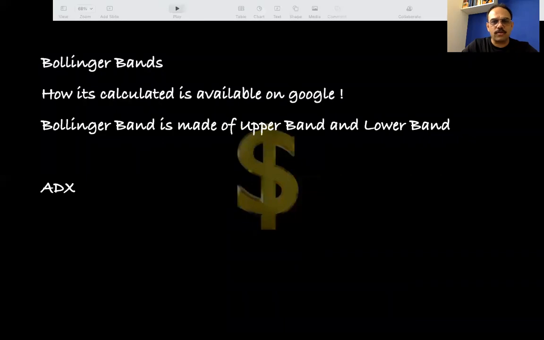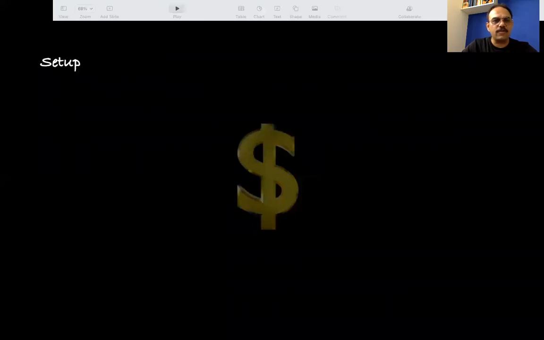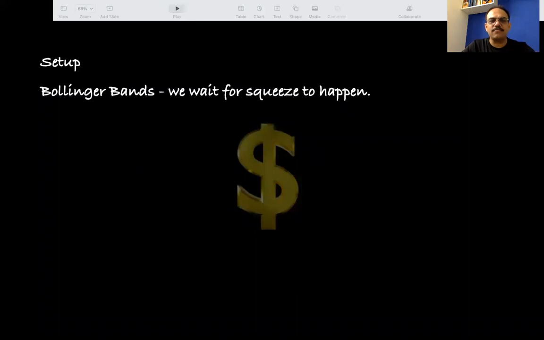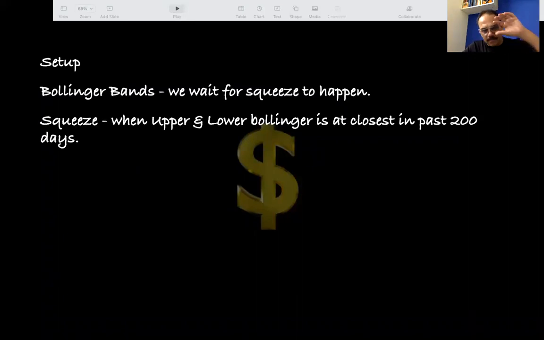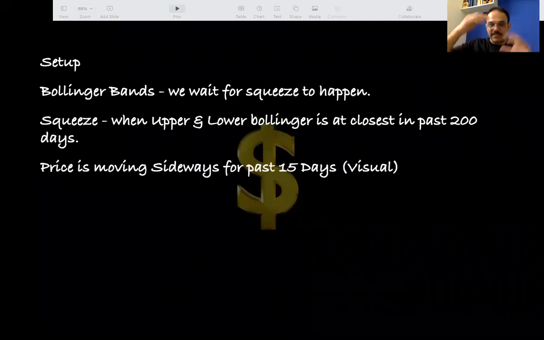Okay, I have gone through this. So the setup is Bollinger Bands. We wait for the squeeze to happen. Squeeze, as I told, is when the upper and lower band are at the closest compared to the past 200 days. So it has to be at the closest. Price is moving sideways for 15 days at the same location. It must be moving for 15 days. This we have to see visually.